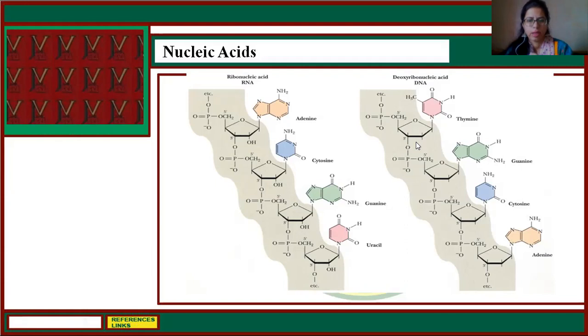That is the first difference. The second basic difference is about the nitrogenous bases. Here you can see in RNA: adenine, cytosine, guanine and uracil. On the other hand, deoxyribonucleic acid, DNA, has thymine, guanine, cytosine and adenine. The main difference is basically this: RNA has uracil and DNA has thymine. This is the basic difference in the structure of RNA and DNA.